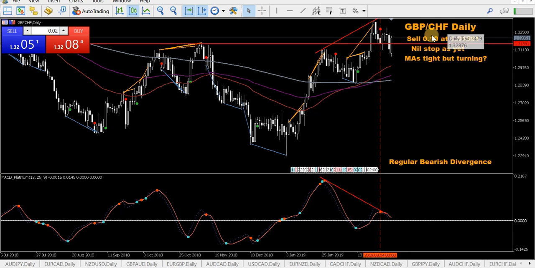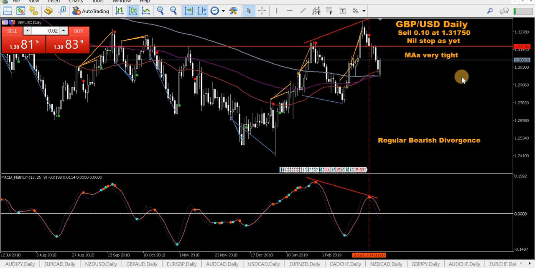Pound Swiss took a sell back here. Initially went against me, then dropped down Friday nicely, thinking, here we go, it's on the way. You see the regular bearish divergence, and today the pound's shot up. So again, not looking so flash.